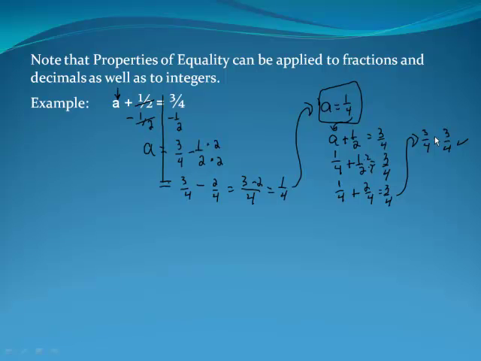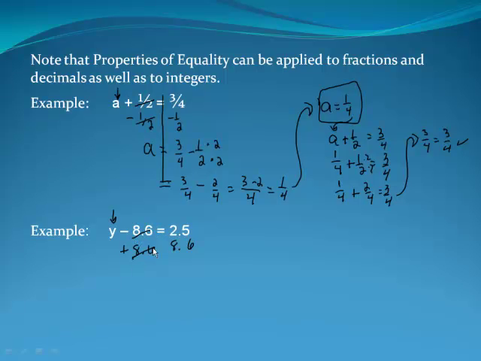So fractions work exactly the same as integers in terms of opposite operations and properties of equality. Okay, here's an example with a decimal in it. We've got y minus 8.6 equals 2.5. I want to isolate that y. So the opposite of subtraction is addition. I'm going to add 8.6 to both sides.